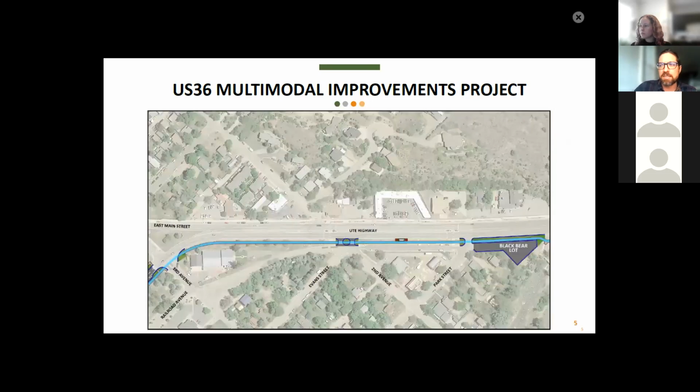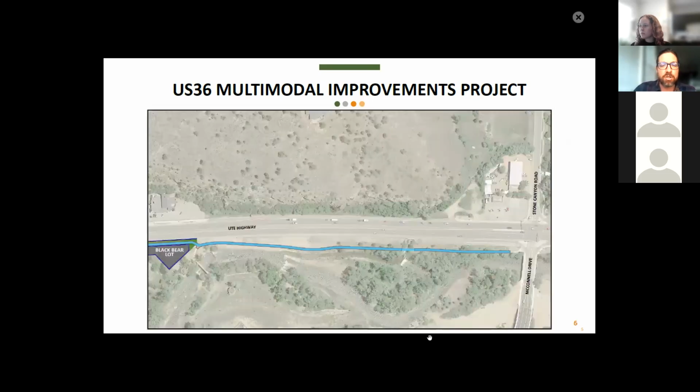Just continuing east, the existing multimodal path will be improved along with a new bus and bike shelter. Next slide. And we'll just continue out to McConnell Drive, where again, we're improving the existing multimodal trail there. Next slide.